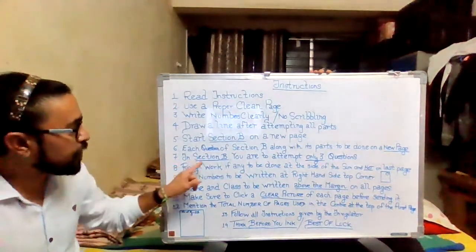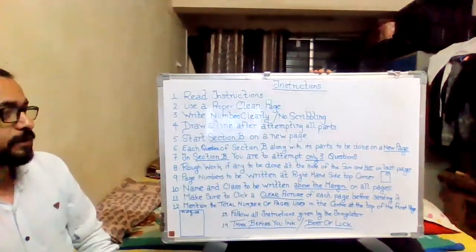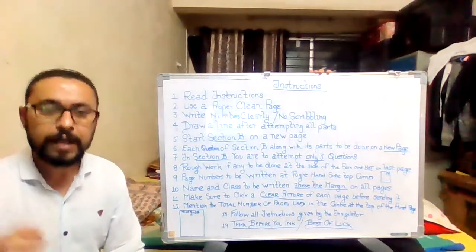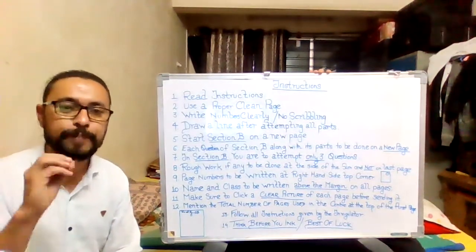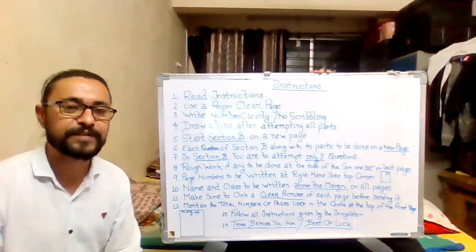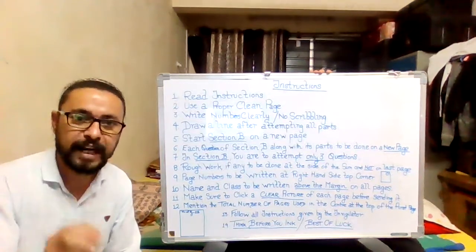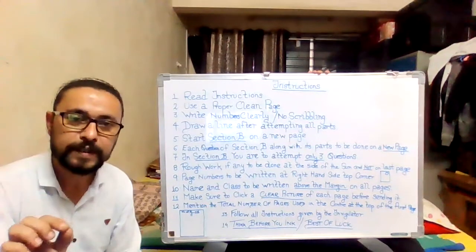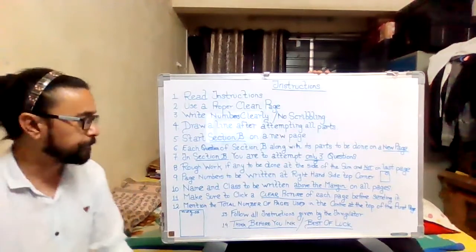Point number 7, in section B, you are to attempt only 3 questions. Only 3 questions, not more than that. Remember, it's better to invest the time that has been given to you to answer those 3 particular sums that you have chosen, rather than rattling your brains and trying to do all 5 sums and getting all 5 sums wrong. So invest all your time only in doing those 3 particular sums. Choose, decide, and do only those 3 sums in section B.